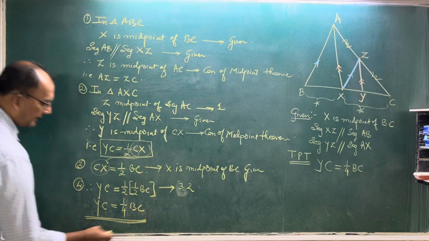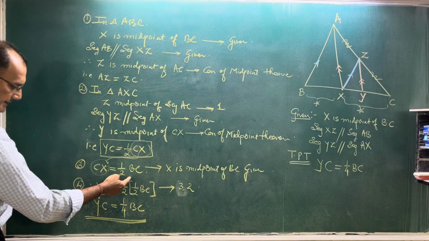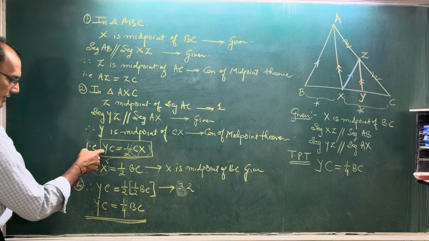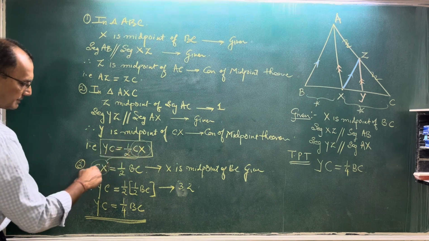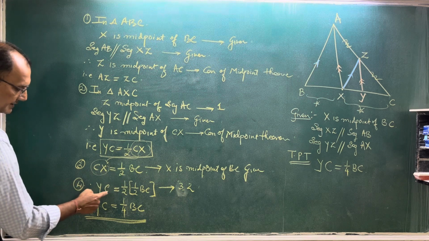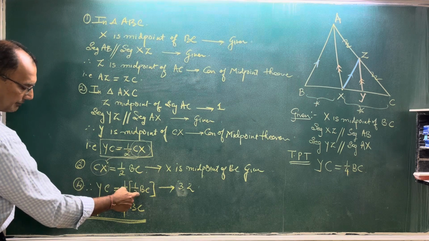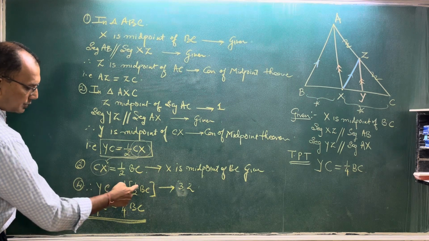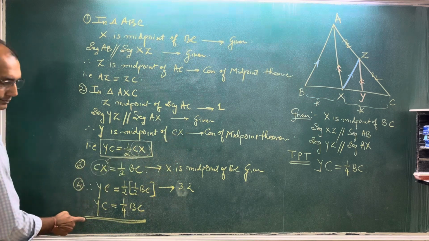So you have to be very careful. Here, CX value is half of BC. So in this equation, YC is equal to half CX. In place of CX, I am substituting the value of CX, that is half BC. Hence, YC will be half, then bracket value of CX, half of BC. So half into half, it gives me 1 upon 4 BC. That is what I have to prove.